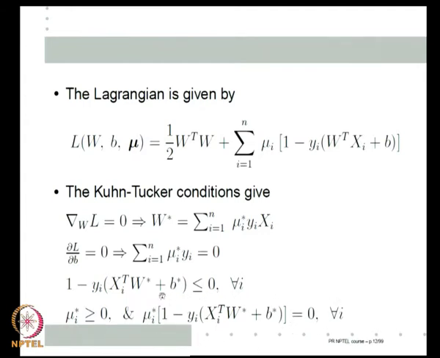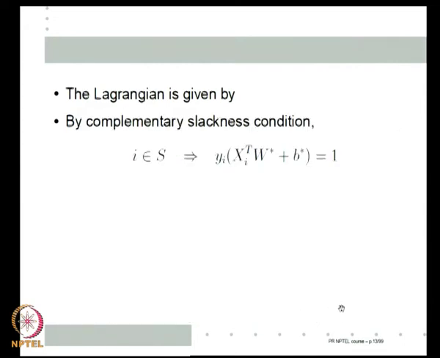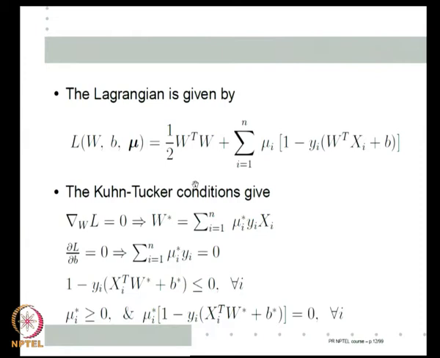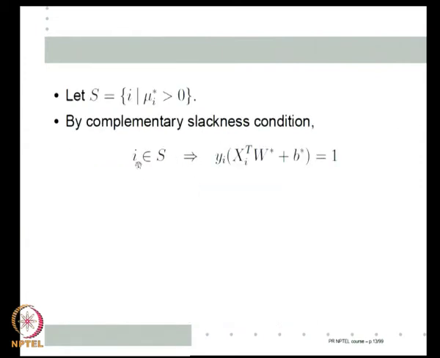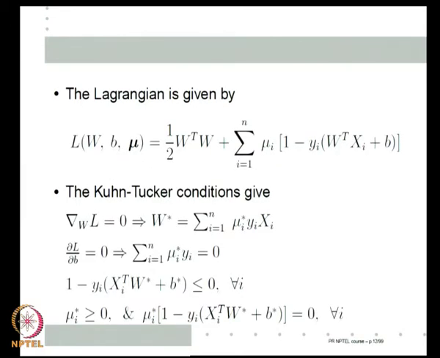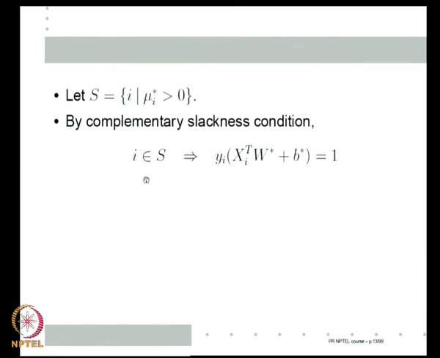Now, this complementary slackness gives us something very interesting, as we saw in the last class. Let us say S is the set of all indices for which the corresponding Lagrange multipliers are strictly positive. Lagrange multipliers have to be greater than or equal to 0; some of them might be 0, some of them might be strictly positive. Then complementary slackness says if mu i star is strictly greater than 0, then the constraint term has to be 0 because the product has to be 0. So, if i belongs to S, then y i into x i transpose W star plus b star equals 1. What does this mean?